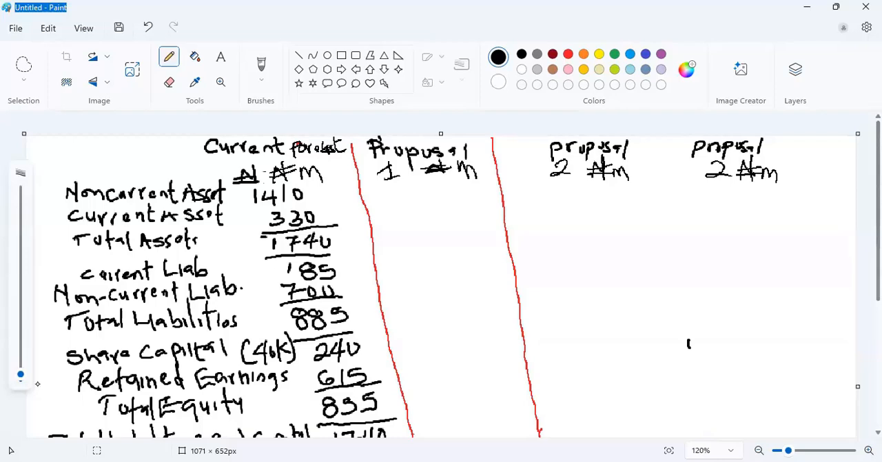Let's continue. After total asset, we have current liability, 185 million. Non-current liability, 700. Total liability, 885 million. Next, our share capital as given to us in the statement, 240 million. Our retained earnings, 615 million. Total equity, 855 million.